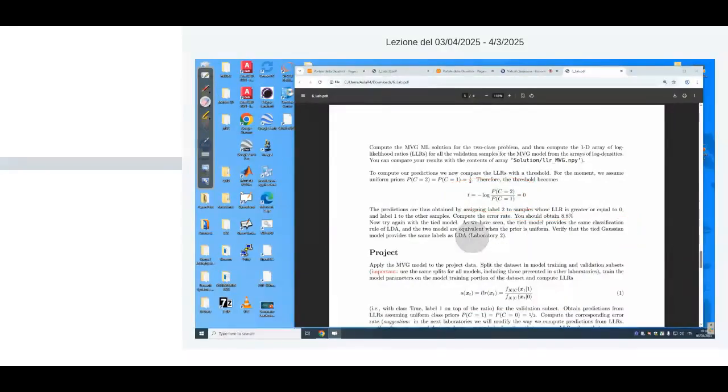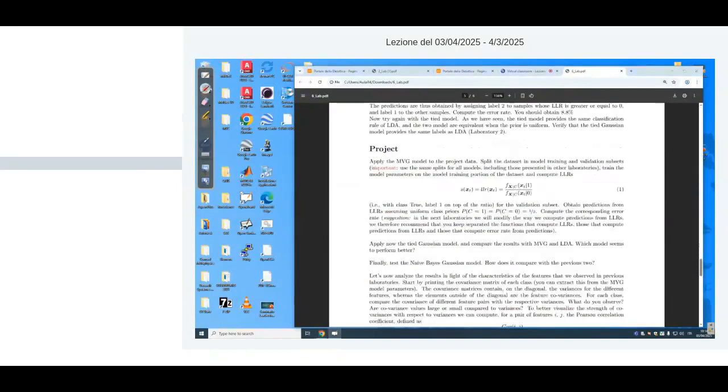For the project part, we start using classifiers for the project data. Here you therefore have to split the data into model training and validation, because you have just training data and no independent validation, so you have to build it out of your data set. Of course, the data set is always the same that we were using in previous laboratories, as defined in laboratory 2, if you don't remember that.